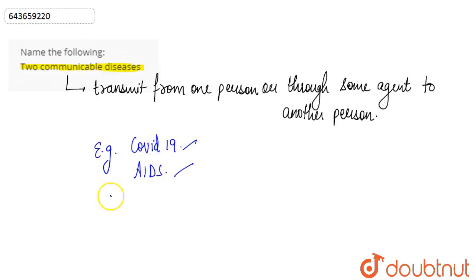Apart from this, there are so many others, like hepatitis A, B, C, measles, and Ebola. So these are certain other examples.